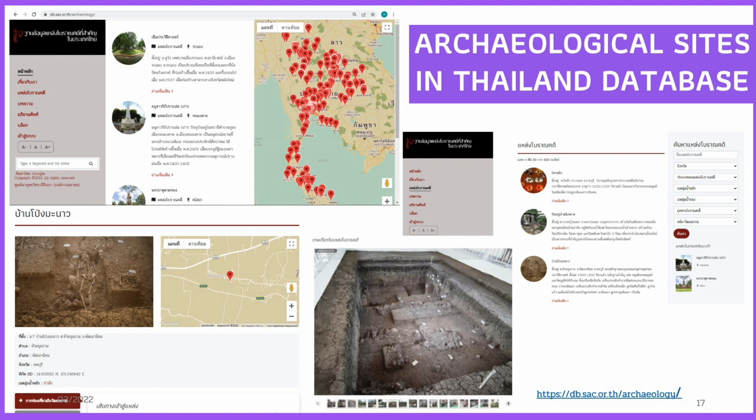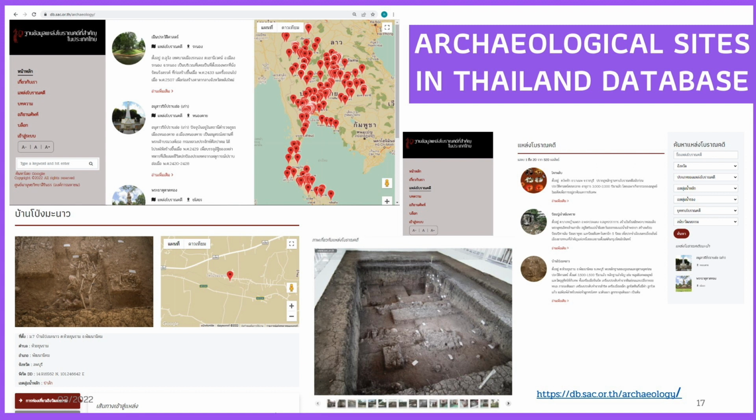The next example is the database of archaeological sites in Thailand. The SAC has developed this database to collect and present preliminary information on archaeological sites in Thailand. The sources of the information include published academic papers, for example, excavation reports, survey reports, research reports, theses, and articles.